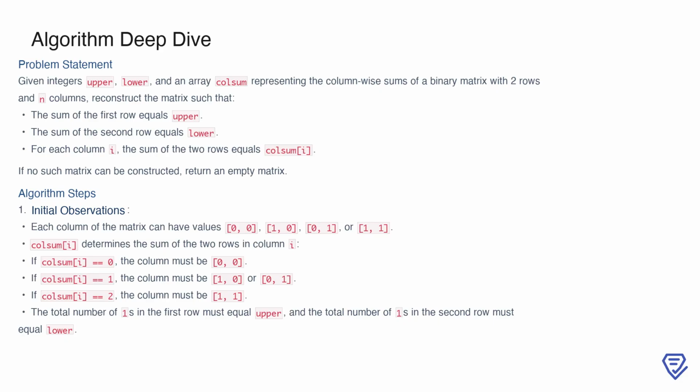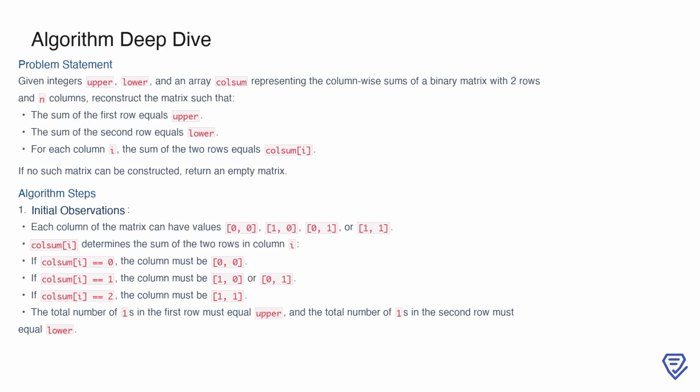Now, let's break this down. Each column in the matrix can only have specific combinations of row values: 0,0, 1,0, 0,1, or 1,1. The value of colsum[i] determines which combinations are valid. For example, if colsum[i] is 0, the column must be 0,0. If it's 1, the column can be either 1,0 or 0,1. And if colsum[i] is 2, the column must be 1,1. Additionally, the total number of 1s in the first row must equal upper, and the total number of 1s in the second row must equal lower.